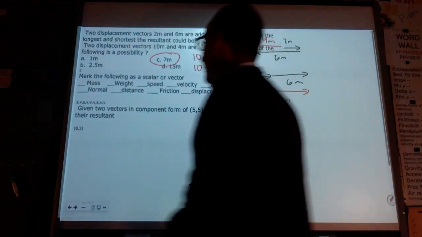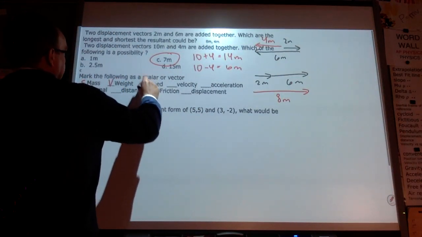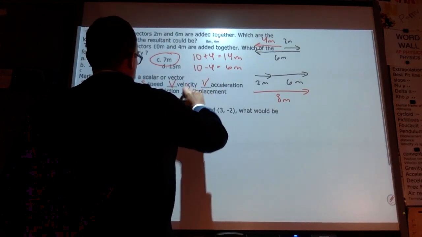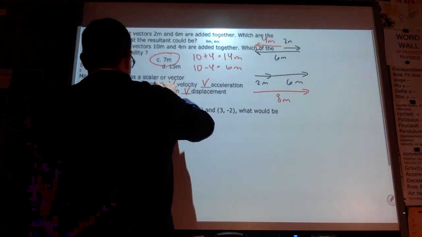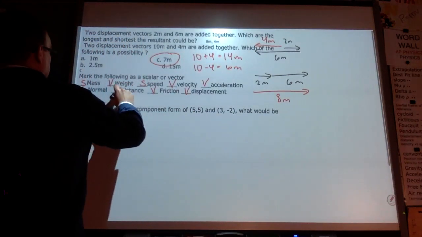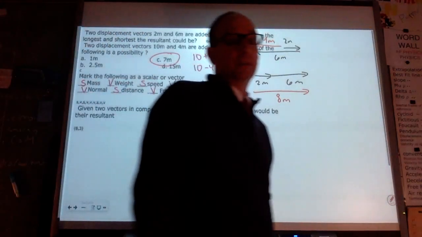All right, mass is a scalar, weight is a vector, speed is a scalar, velocity is a vector, acceleration is a vector, displacement is a vector, friction is a vector, it's a force. Distance would be a scalar, normal is also a force, so that's going to be a vector.